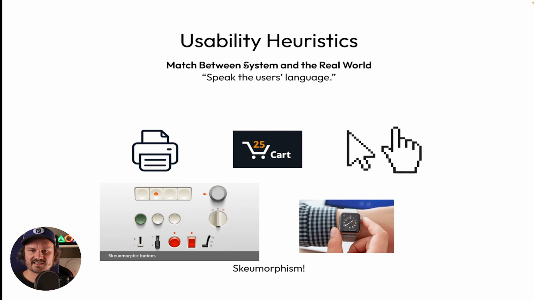We are looking at the match between system and the real world, that is to say, speak the user's language. Careful watchers of the stream will notice that some of these images will appear more than once, and often with these heuristics, the Venn diagram between one heuristic and another might have significant overlap, but not enough to make them one heuristic. If you pay close attention, you might see relationships between several heuristics, and speaking the user's language will come up in a roundabout way in a couple slides from now.